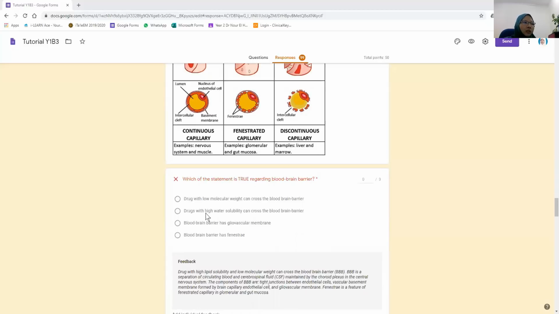Okay. Now, drugs with low molecular weight can cross the blood-brain barrier. This is true. Drugs with high water solubility can cross the blood-brain barrier. This is false. Blood-brain barrier has gliovascular membrane. This is true. And blood-brain barrier has fenestrations. This is false. Okay, so I have to change these questions to make it false.